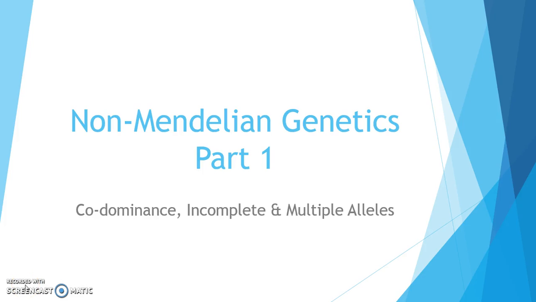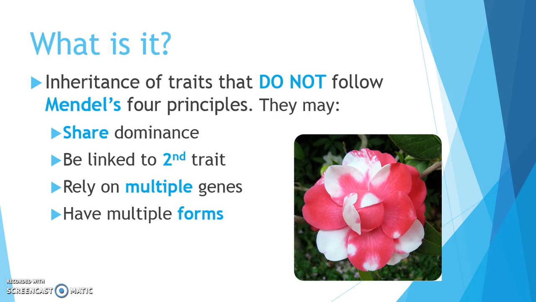Hey guys, today we're going to continue on with our genetics unit, and this time we're going to be talking about non-Mendelian genetics and three particular inheritance problems: codominance, incomplete dominance, and multiple alleles. So let's get started.